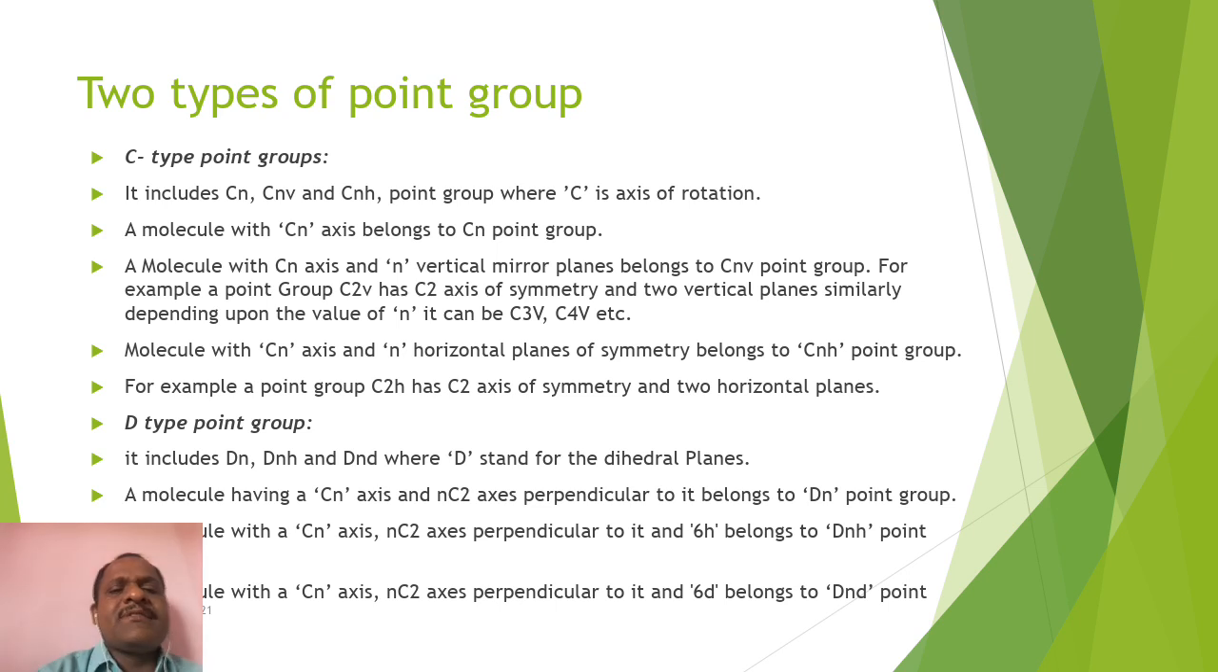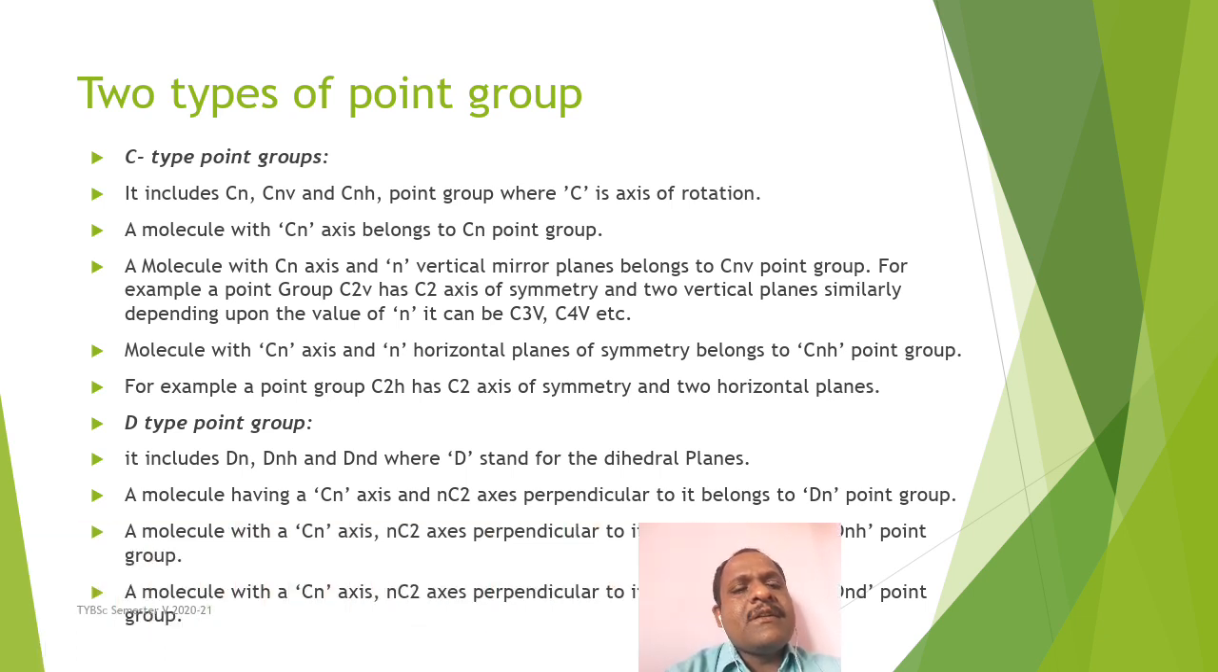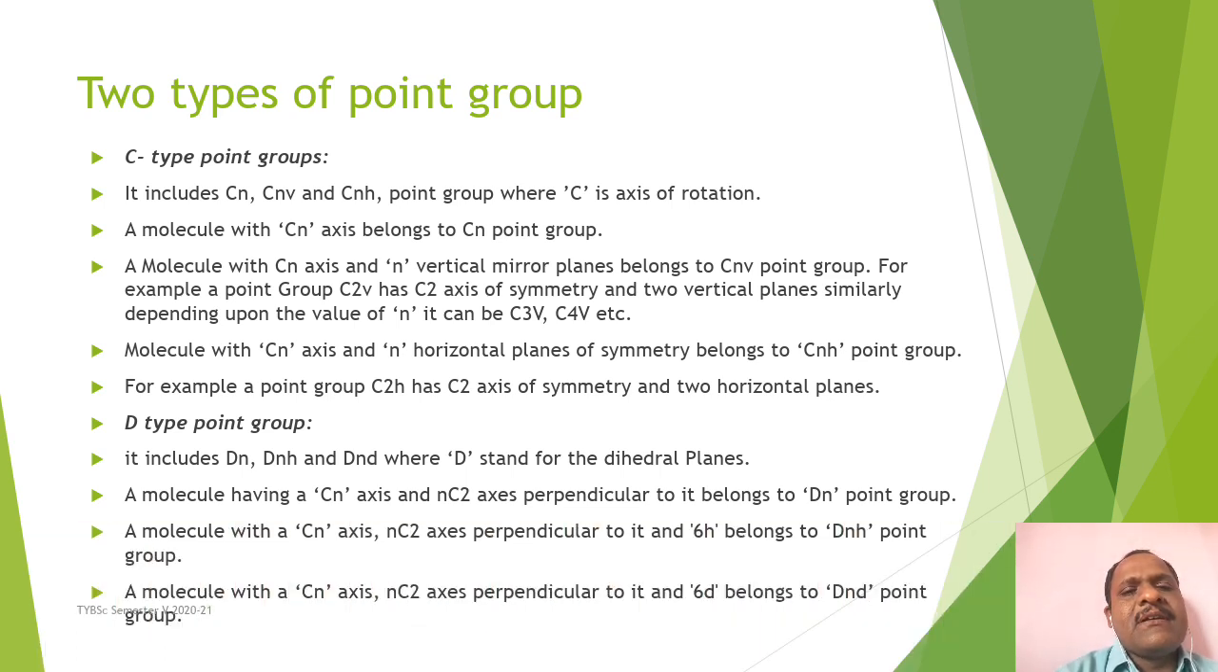Now the next class is the D type of point group. In the D type of point group, you have to remember that it includes Dn, Dnh, or Dnd types of point group, where D stands for dihedral plane. If any molecule possesses the dihedral plane, then that molecule belongs to the D type of point group. The requirement of the D type of point group is that there should be a Cn axis. I will show here what the requirement of that is.